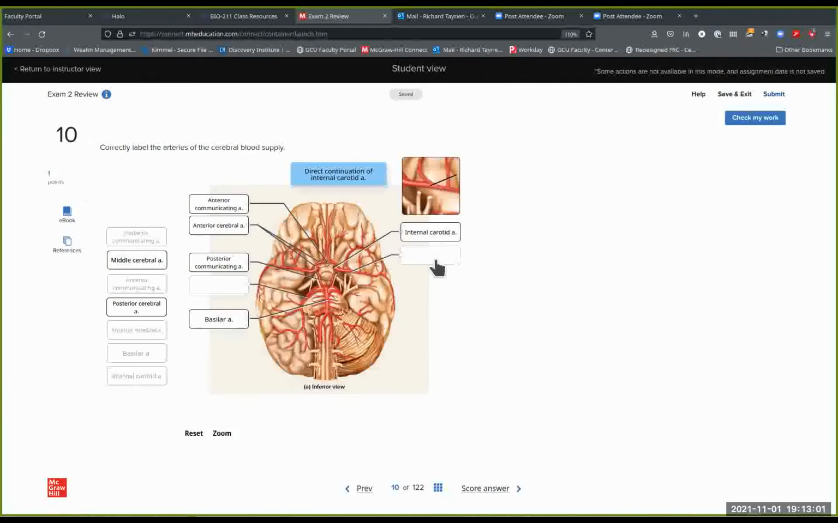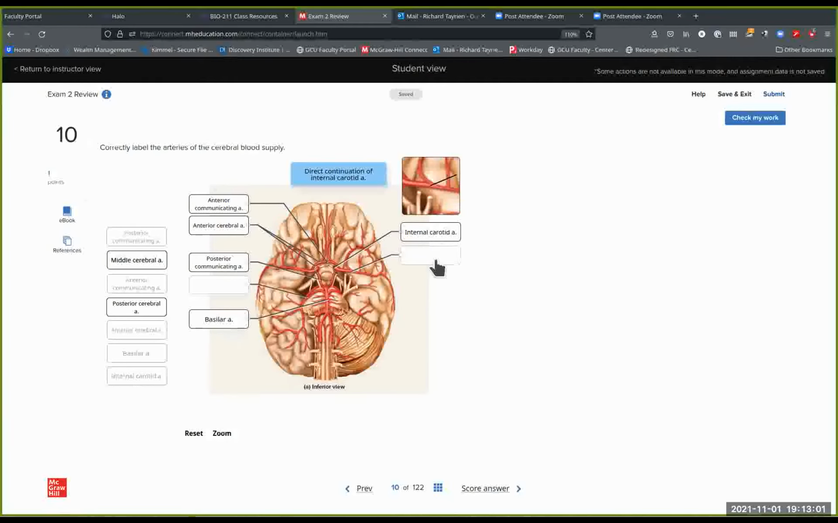Head and neck, we need to go over this. Everybody okay with this? Vertebral arteries, internal carotid, common carotid. Any questions or you want to go through it in detail? Okay, we will.